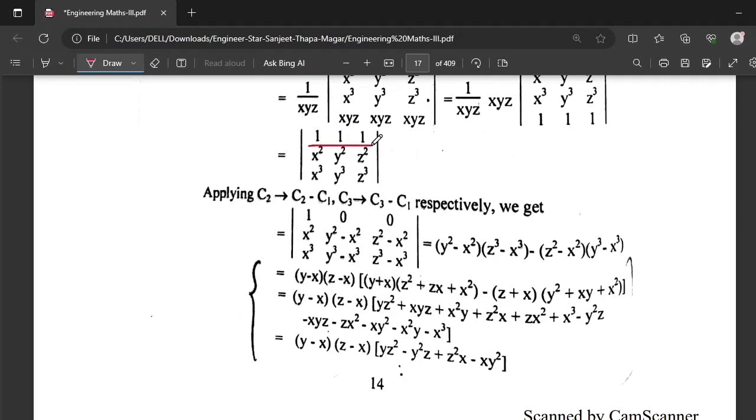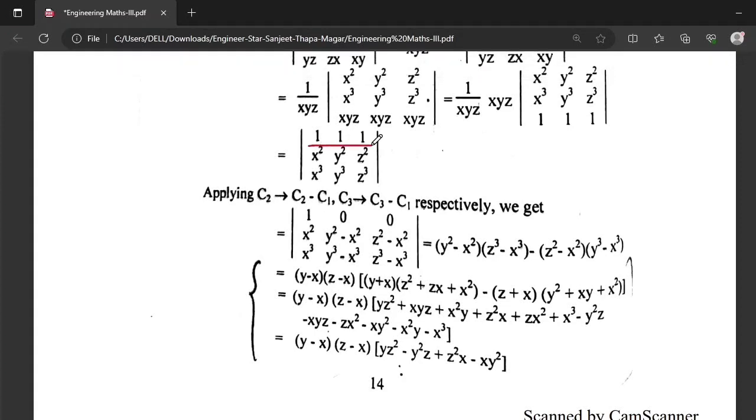Here there are 3 1s, so subtracting 1 from 1 will give 0, and again 1 from 1 will give 0, so we can make 2 zeros in this R1. So C2 minus C1, this minus this is 0 in C2, and in C3 minus C1, 1 minus 1 is also 0. So this column remains the same, and this minus this is y square minus x square, and y cube minus x cube, and z square minus x square, and z cube minus x cube.